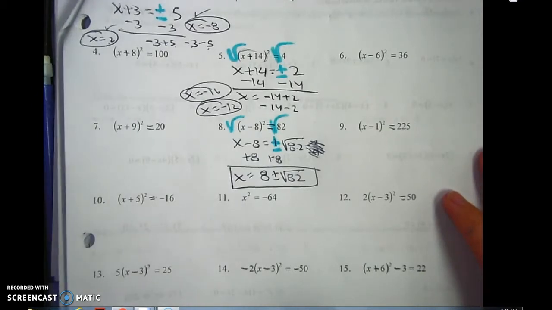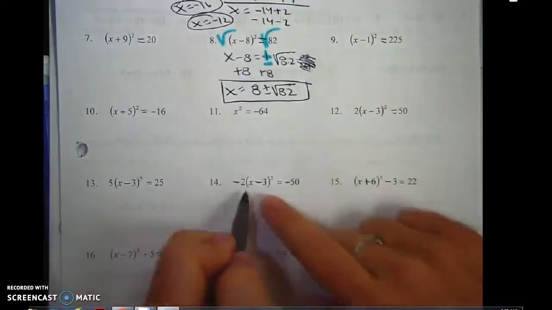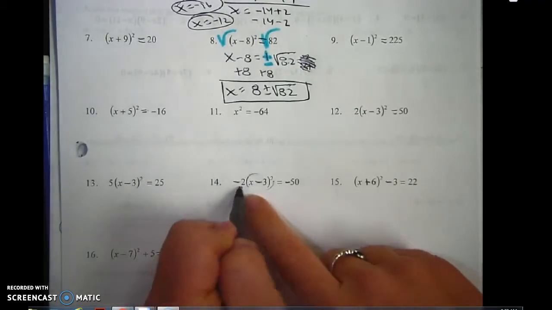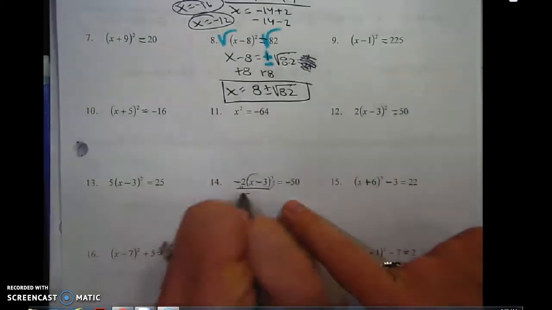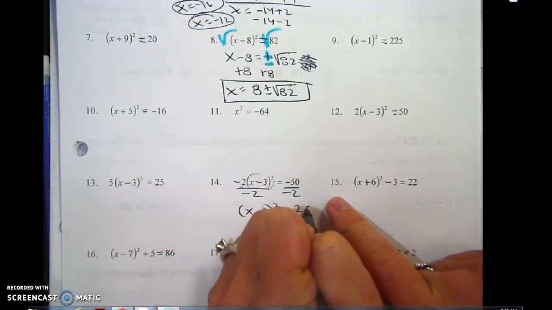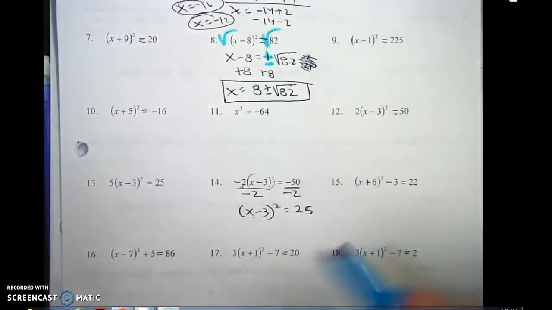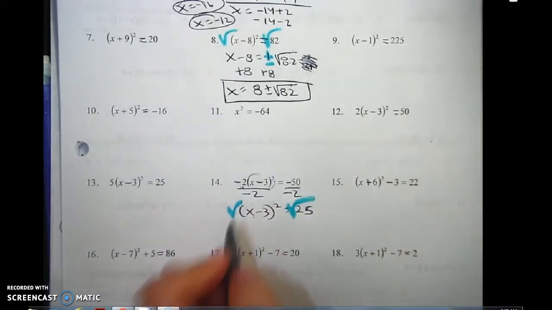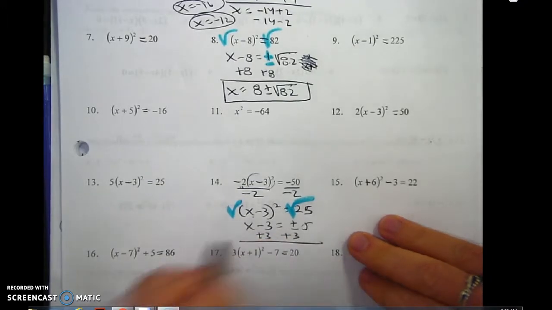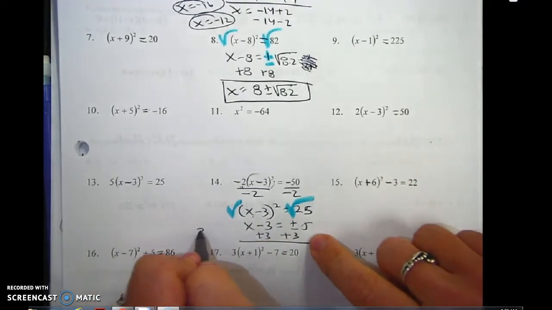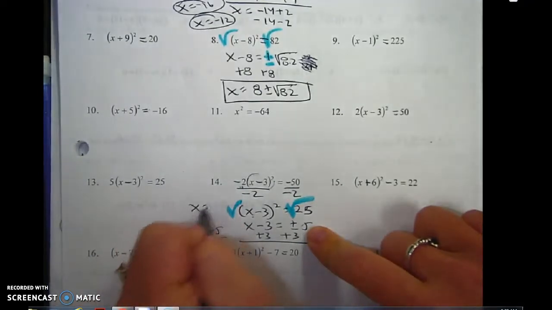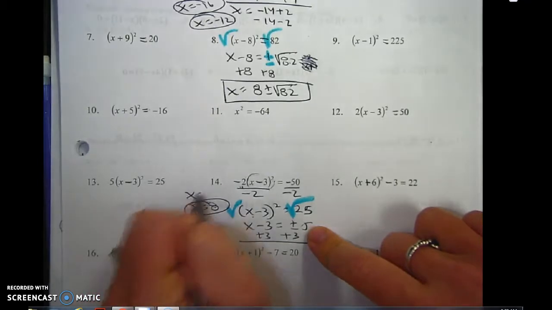All right, let's jump to number 14. Now, number 14 differs from above because it not only says this squared, but it also has the negative 2. So before I square root, I have to get rid of that negative 2. Now that it's just a squared, square root, x minus 3 equals plus or minus 5, plus 3 plus 3. So I have two options. 3 plus 5 is an answer, or 3 minus 5. 3 plus 5 is 8, and 3 minus 5 is negative 2.